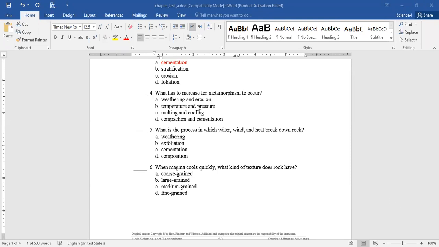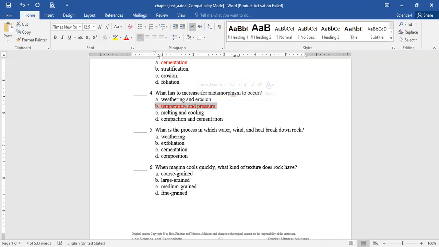B, temperature and pressure. Yes, temperature and pressure. We said that once a rock is exposed to intense or high temperature and pressure, we find that they start to change into metamorphic rock. Good. Question number 5. What is the process in which water, wind, and heat break down rock? We call this. Yes, Rahma?